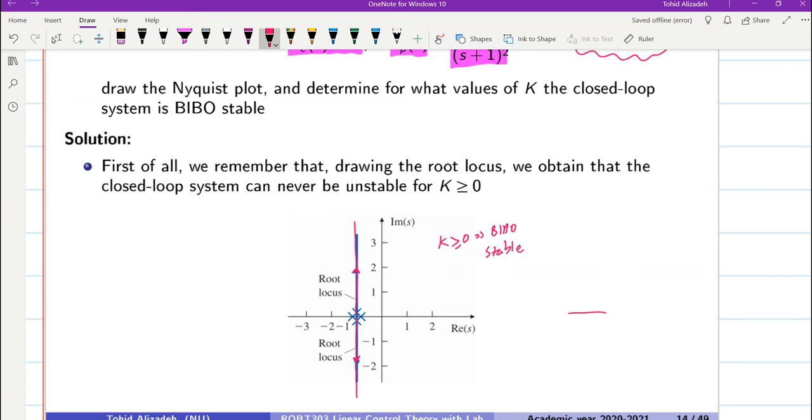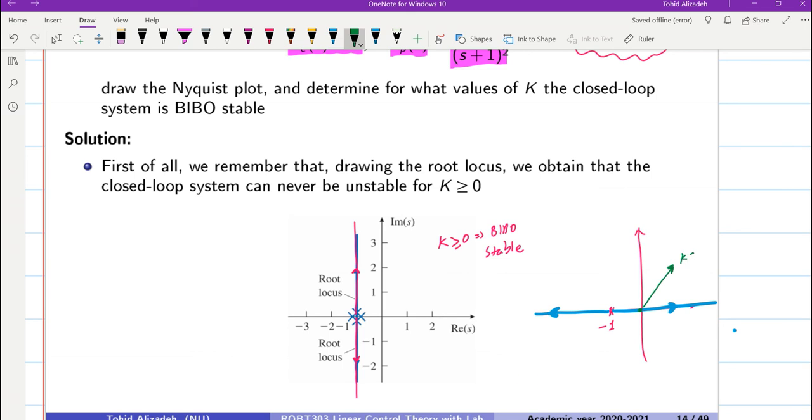We can also have a look at the negative locus. If we draw the negative locus, here is minus 1. Both branches will be on the real axis. One will go towards plus infinity, the other one towards minus infinity. And we know that the system will be stable for a given range of K. This point will be the point in which we have the marginal stability.